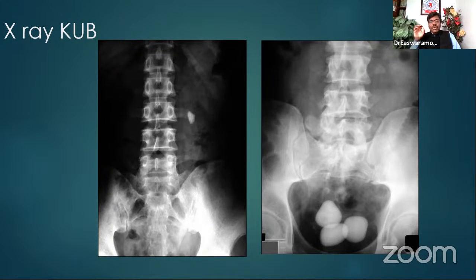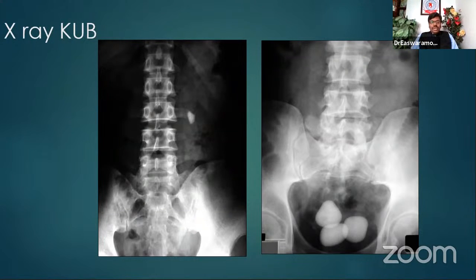If you have a radiolucent stone, can you give an example of a radiolucent stone, which is not seen on the X-ray? Ureteric stones, what is the rule of 80, Ajit? Rule of 80, I told you once.